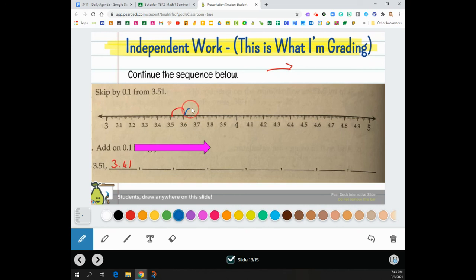And then I'm going to do that same size jump. I'm going to land right there behind 3.7 on the first line. So 3.71. Do it again. It's going to land right behind 3.8 on the first line. So 3.81. Again, I'm going to land on the 9 right behind the 3.9. So 3.91.